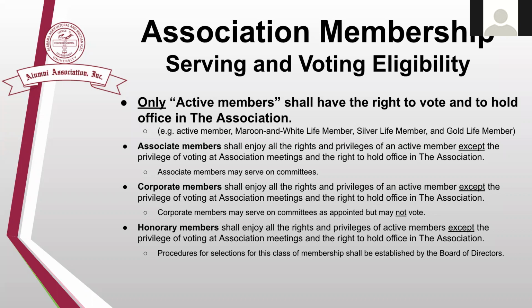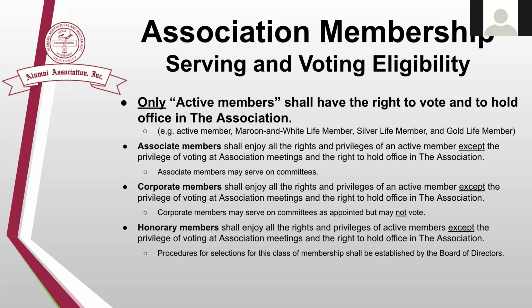Association membership, serving and voting eligibility. Only active members shall have the right to vote and to hold office in the association. That includes active members, Maroon and White life members, Silver life, or Gold life members. Associate members shall enjoy the rights and privileges of an active member, except the privilege of voting at association meetings and the right to hold office in the association.